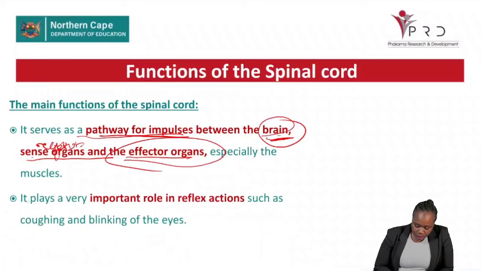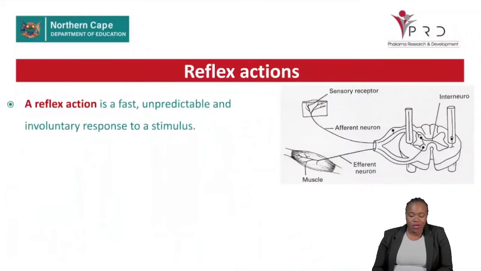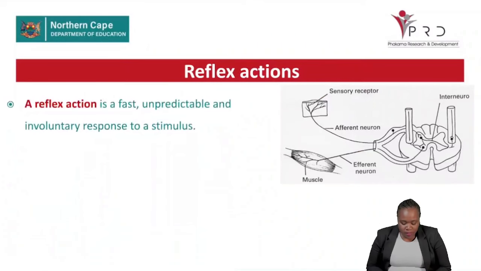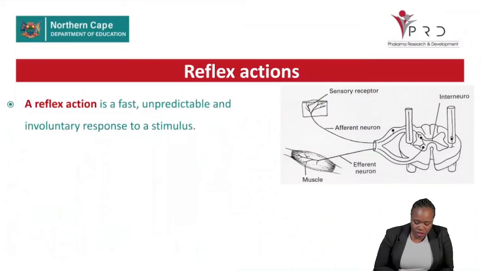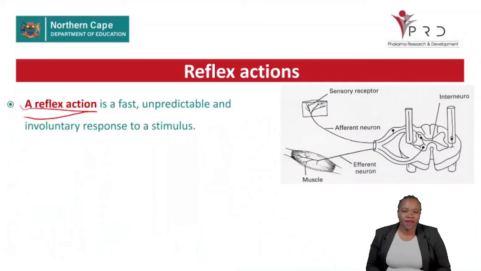And then the spinal cord also plays a very important role in reflex actions such as coughing and blinking of the eyes. We are also going to be talking about the reflex actions. As I have said, we're going to look at what happens during a reflex action and what a reflex arc is. Right, so now let's get to that. These are fast, unpredictable, and involuntary responses to a stimulus. So whatever stimulus your body can receive that requires a very, very fast or quick response to that change would be referred to as a reflex action.